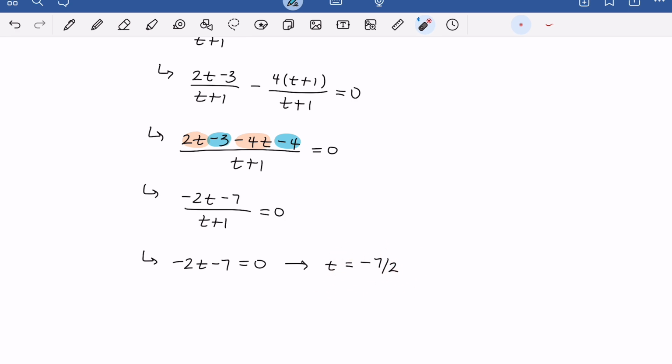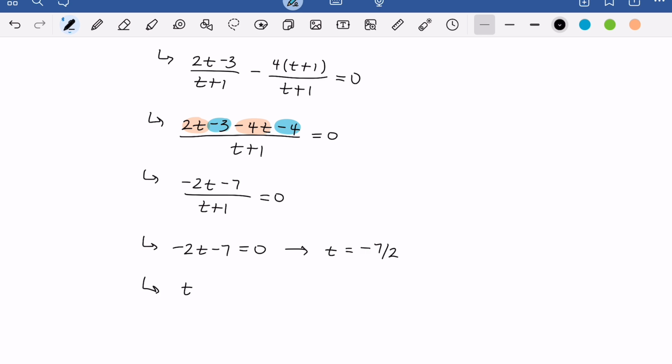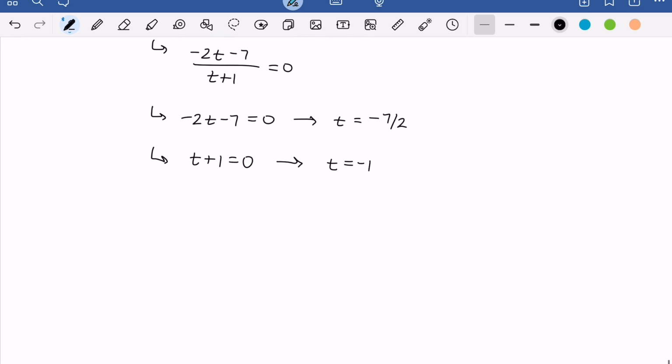The next thing we want to figure out is when the denominator is going to be equal to 0, or when this is going to be undefined. And we know that's going to happen when t plus 1 is equal to 0, or in other words, when t is equal to negative 1. So now these are the two numbers that are going to determine our intervals. So let's break them up here.